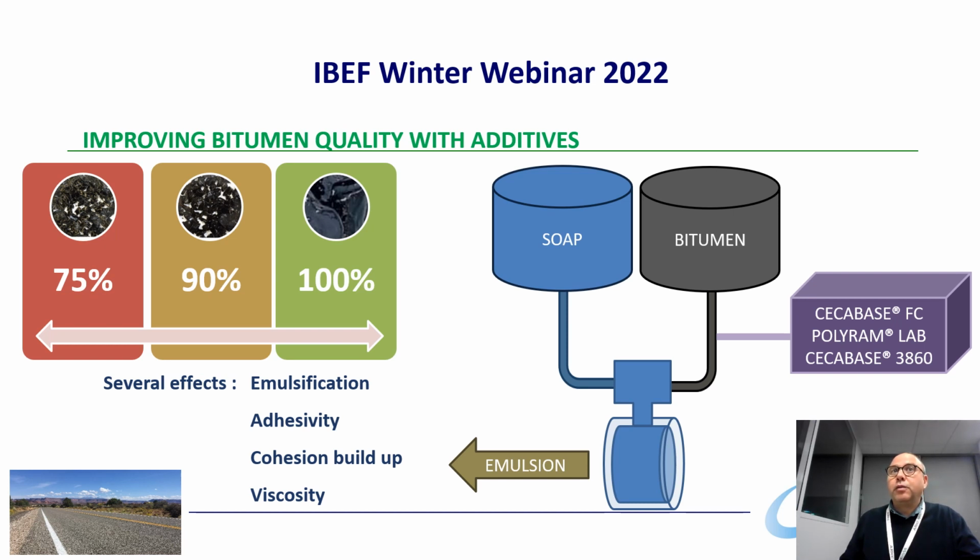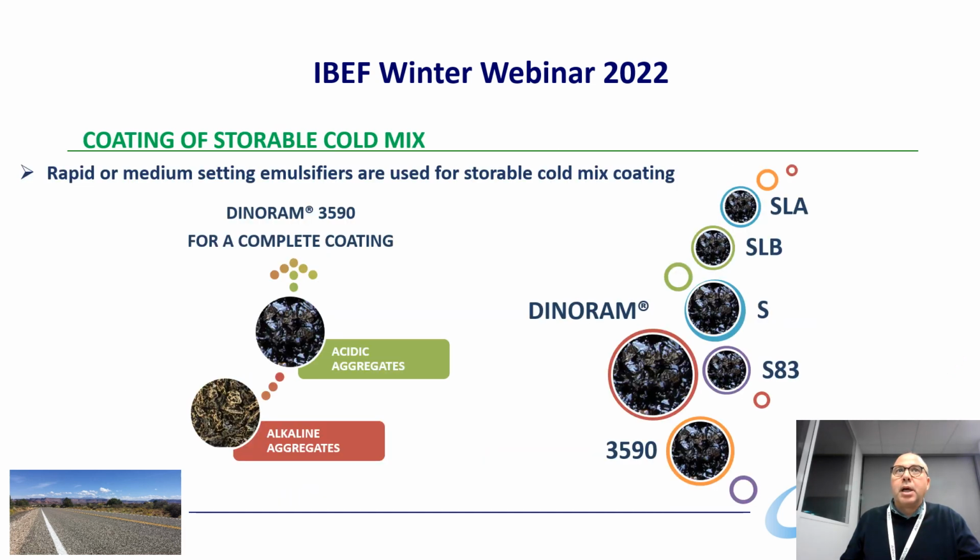To improve the quality of bitumen, it is possible to add additives in the bitumen before the emulsification. Those additives are emulsifiers, which can help emulsification, adhesivity, cohesion buildup, and viscosity. This can be very helpful for surface dressing emulsion. Rapid or medium setting emulsifiers are often used for storable cold mix coating. One from the Dynaran range has been specially designed for blends of basic and acid aggregate.